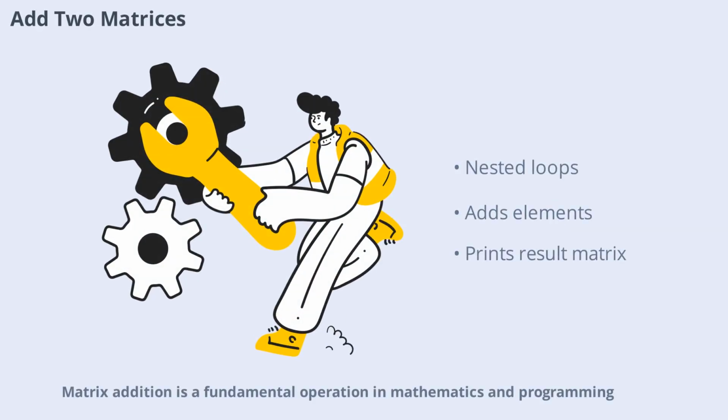Matrix addition is a fundamental operation in mathematics and programming. This program adds two matrices by summing corresponding elements, storing the result in a new matrix. It's a great way to practice nested loops and multidimensional array handling.